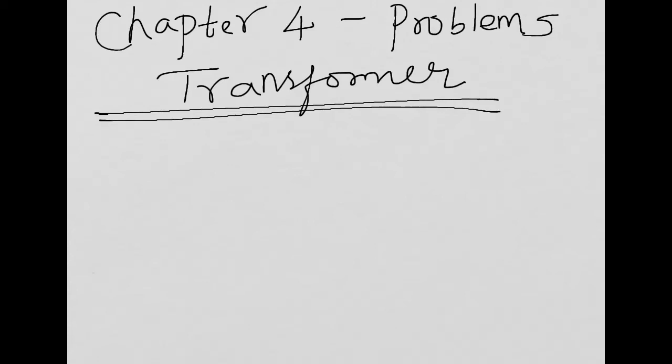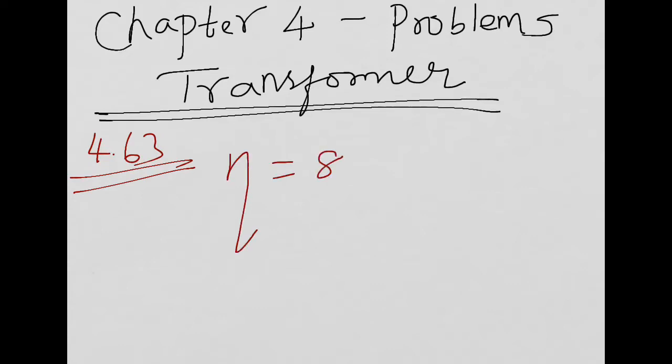Okay, let's do problems based on transformers in chapter 4 physics. I'm going to do exercise 4.63 first. The question goes like this. Transformer has efficiency of 80%. We know efficiency can be denoted as eta, 80%, which can be written as 80 by 100.